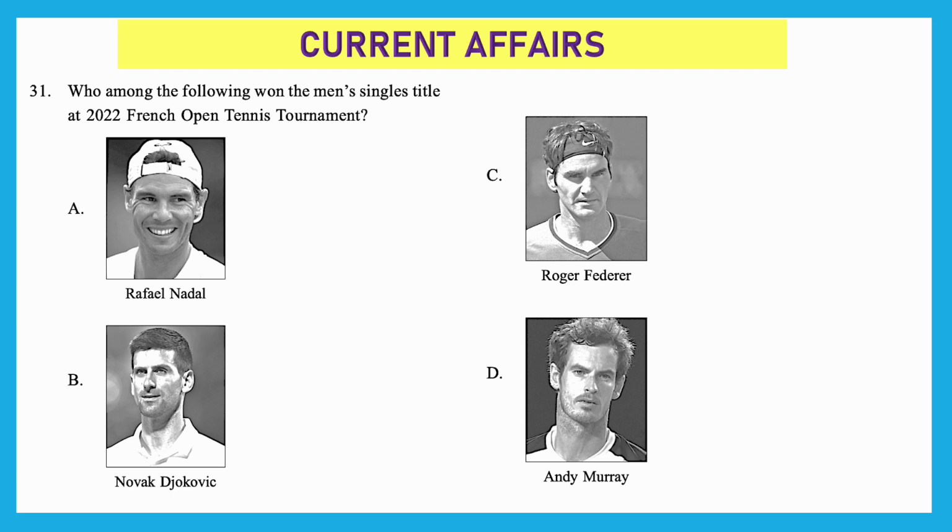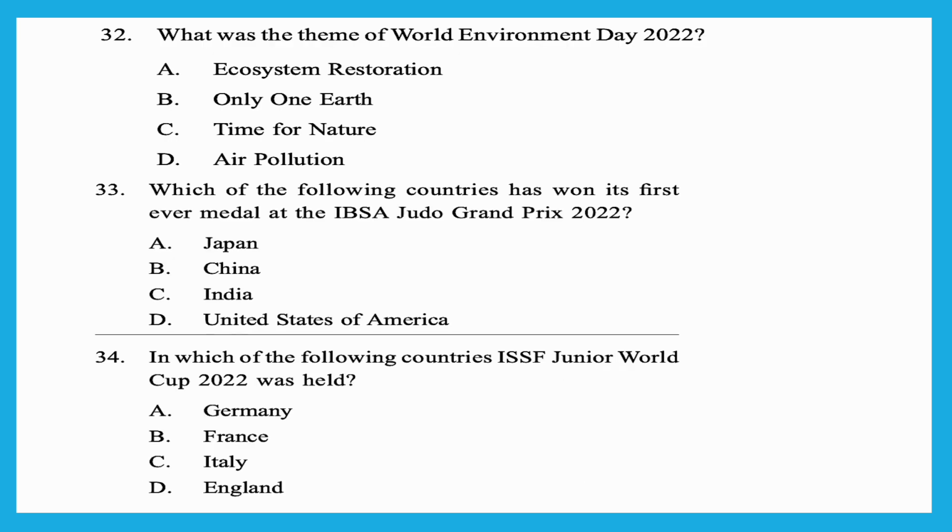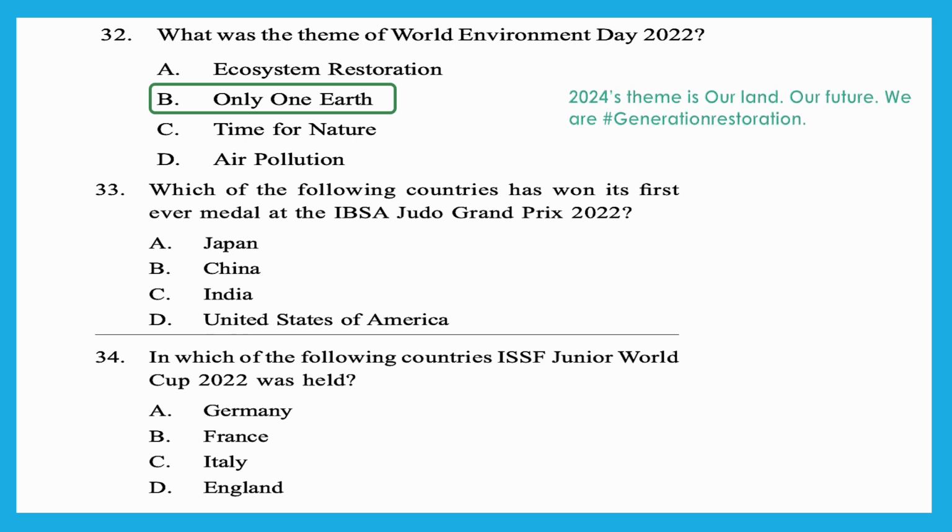Question 31. Who among the following won the men's single title at 2022 French Open Tennis Tournament? The right answer is option A, Rafael Nadal. In 2024, Carlos Alcaraz is current winner. Question 32. What was the theme of World Environment Day 2022? The right answer here is option B, Only One Earth. For 2024, theme is Our Land, Our Future.